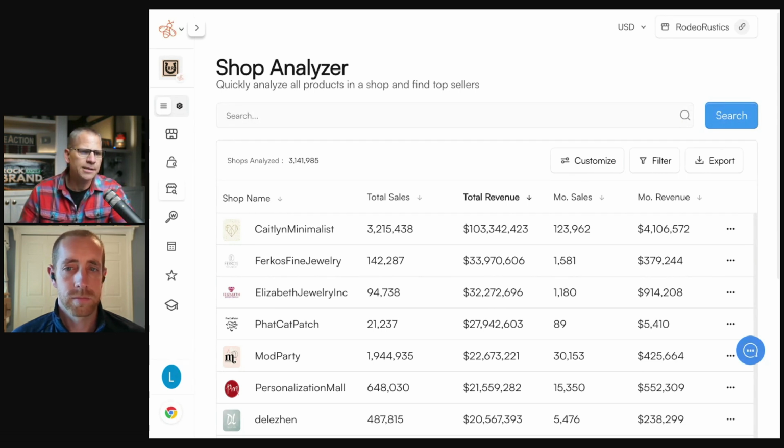I'm going to get on over to the screen that I'm in, trying to navigate here. So this is everything in Etsy right now that's been pulled in. And you can see, quickly analyze all products in a shop and find top sellers. All right, so this is the new shop analyzer.